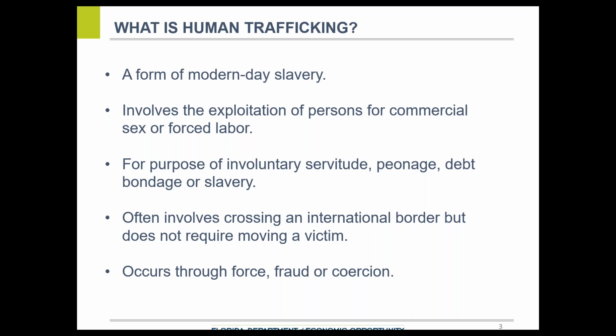Human trafficking can occur for the purposes of involuntary servitude, which refers to being forced through coercion to work for another person or persons, peonage and debt bondage, which means being forced to work to pay off a debt, and/or slavery. Human trafficking can include, but does not require, movement. People may be considered trafficking victims if they are trafficked in their hometown. Traffickers use force, fraud, and coercion to control their victims.